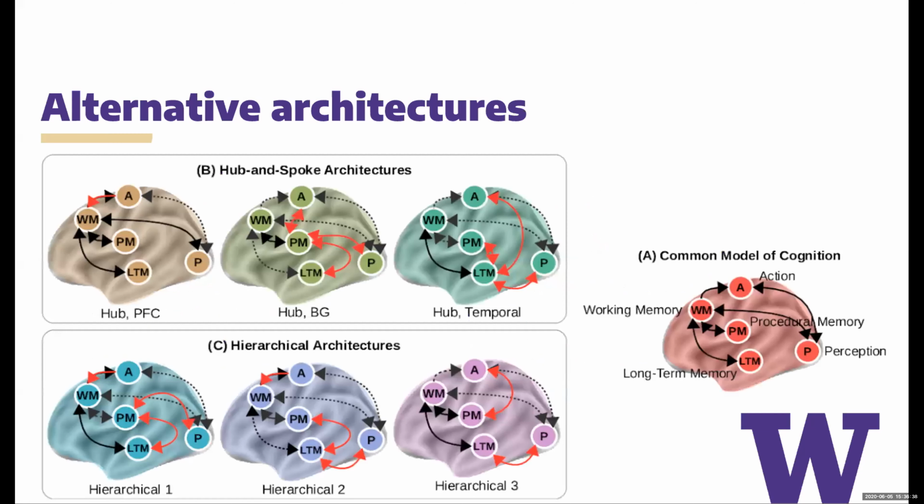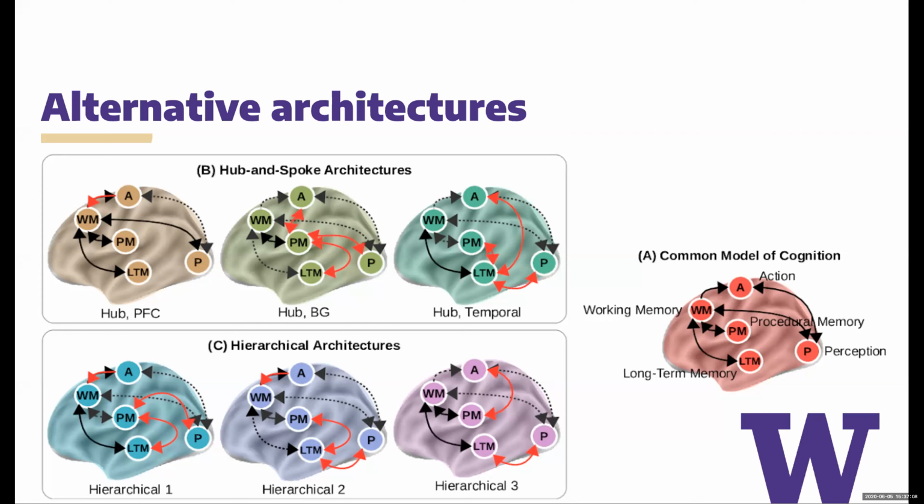So from these two families, we came up with 3 plausible alternative architectures that use the same 5 brain regions or components used in the common model, but are connected using either the hub and spoke pattern or the hierarchical pattern. So the common model is shown in the red brain, and the other 6 architectures are shown and how similar they are to the common model.